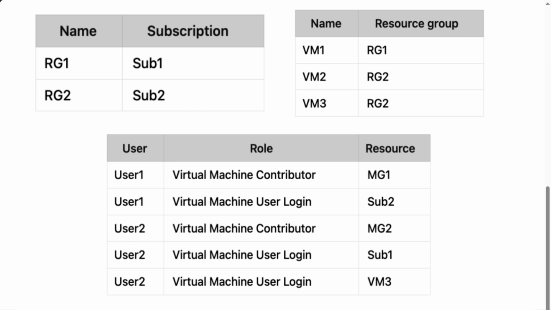The virtual machine user login roles on Sub 1 and VM3 only provide login permissions, not resource management permissions. For disk and snapshot management, User 2 would need explicit disk snapshot contributor or virtual machine contributor permissions with proper scope on Sub 2 or RG2.